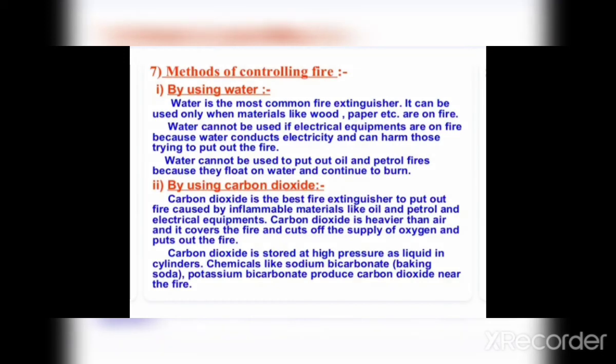And the next method of controlling fire is by using carbon dioxide. Carbon dioxide is another best fire extinguisher that is used to put out a fire caused by inflammable materials like oil and petrol, and even in electrical equipment. Carbon dioxide is heavier than air and it covers the fire, cuts off the supply of oxygen and puts out the fire. Carbon dioxide is stored at high pressure as a liquid in cylinders. Chemicals like sodium bicarbonate or baking soda, and potassium bicarbonate produce carbon dioxide near the fire.